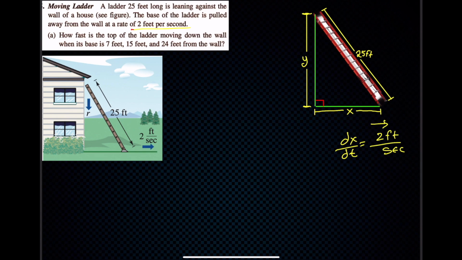I'm going to use a different color to illustrate that. It's here. That's how fast it's moving in that direction, going to the right as I pull one end of the ladder. Now, to answer this question, how fast is the top of the ladder moving down, as I'm illustrating here in this yellow color? We can see this is related to our y value.